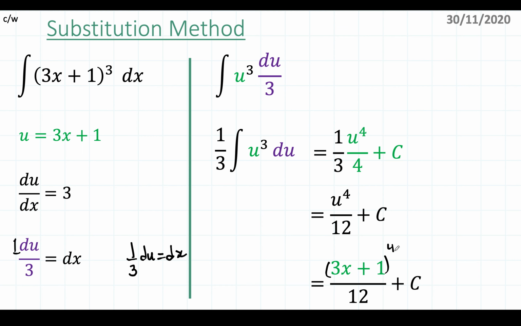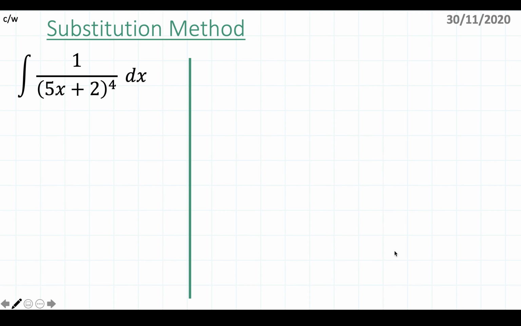Okay, so we can use the substitution method to help us with more complex examples. Another example, let's say you have this now. I'm going to use u for 5x plus 2, and then du by dx is equal to 5, and so du over 5 is equal to dx.